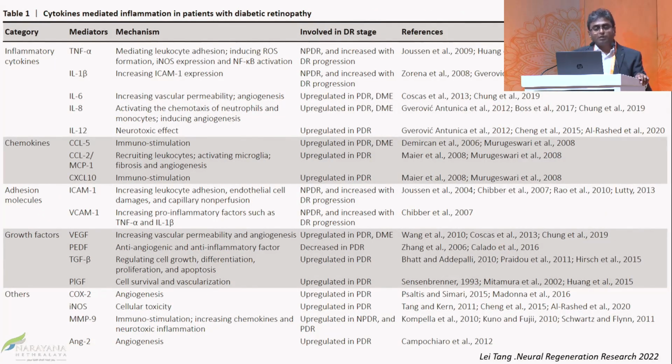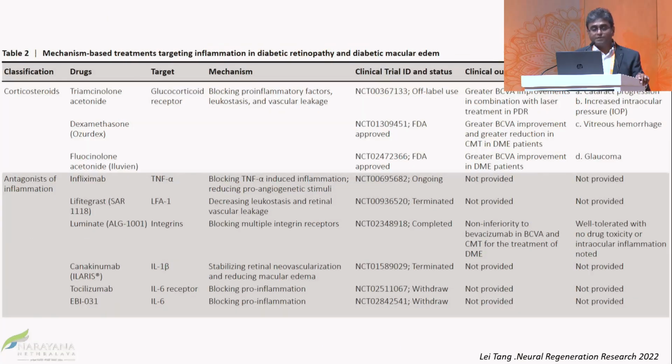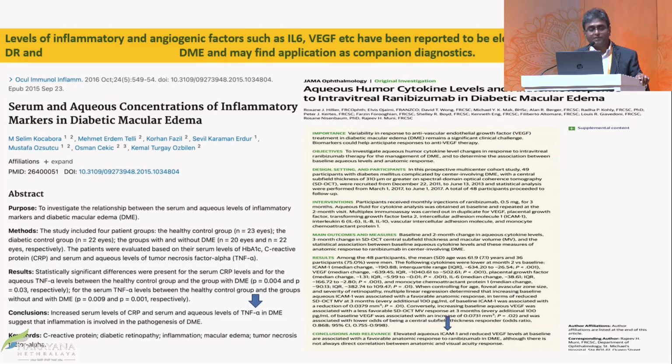So this is how cytokines are mediated. These are meta-analyses of different papers that have been published over a period of time. You can see lots of work has been done on VEGF and all these interleukins. And even if you look at targeting inflammation, corticosteroids, as we know, are the mainstay, the Ozurdex and even the dexamethasone implant. But even lifitegrast and other agents are being tried, and there are different levels of clinical trials.